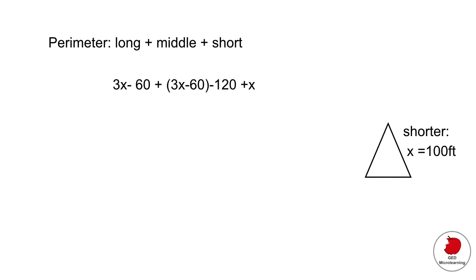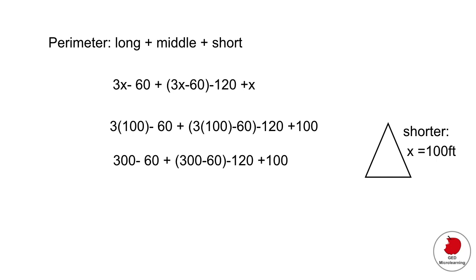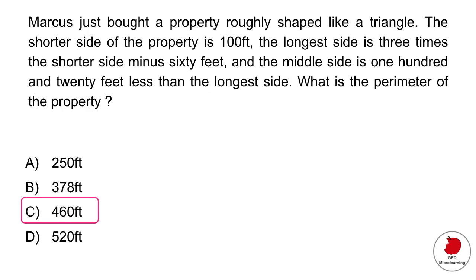Remember that we said x is equal to 100 feet. So now all you have to do is plug in that 100 wherever you see an x in this equation. Your equation should look something like this. It's a little messy, so you have to clean it up. You would multiply 3 times 100, which gives you 300 minus 60 there on the left, and clean up the equation. Ultimately, if you add and subtract all these numbers, you end up with 460 feet, which is option C.